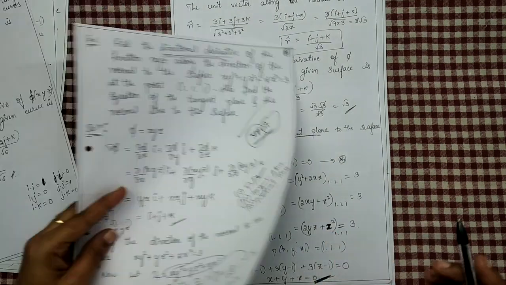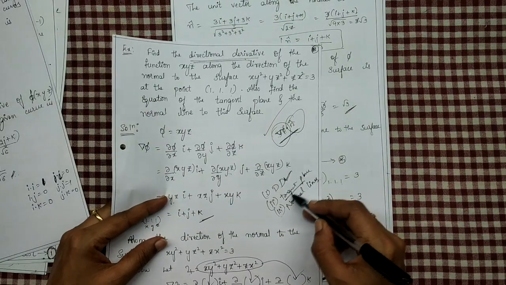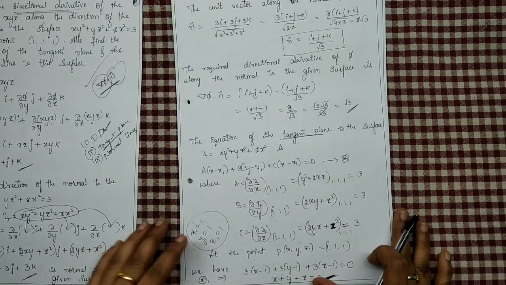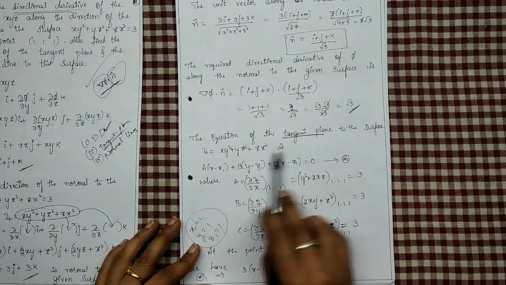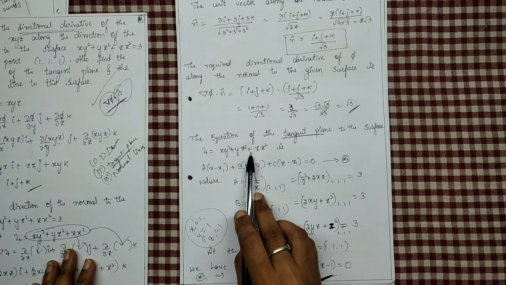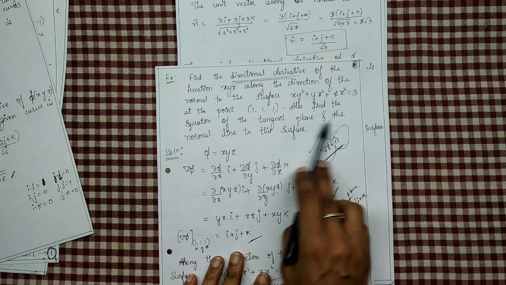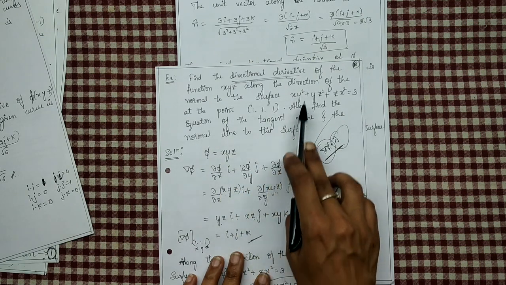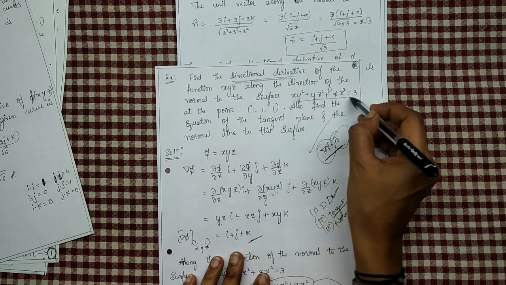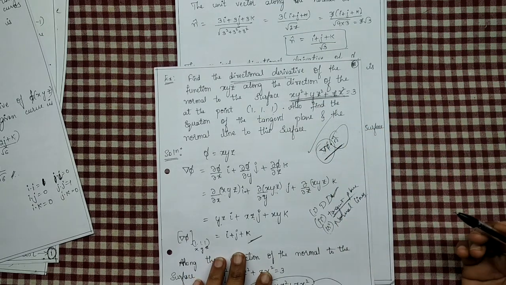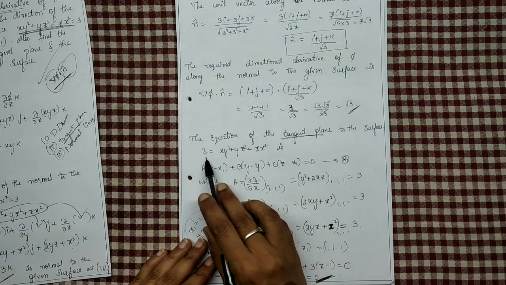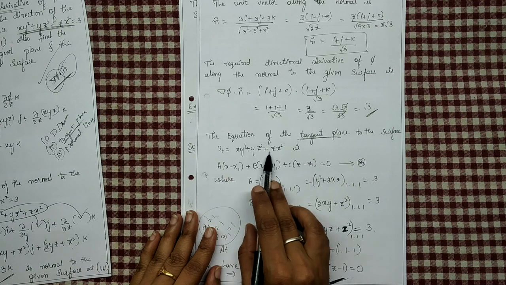Now what we have to find? The first question we found. Now the tangent plane we have to find. To find the tangent plane, what is the formula? The equation of the tangent plane for the given surface. Here they are asking: also find the equation of the tangent plane and the normal line to the surface. This is the surface given. For this surface, we have to find the tangent plane and the normal line. So for this given surface, psi is equal to xy square plus yz square plus zx square.